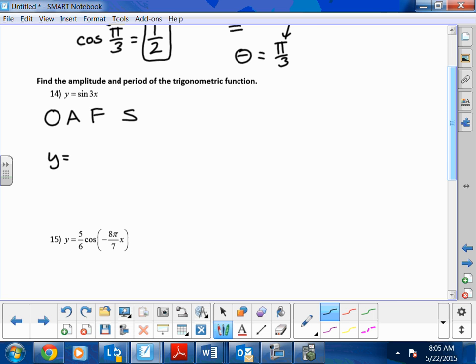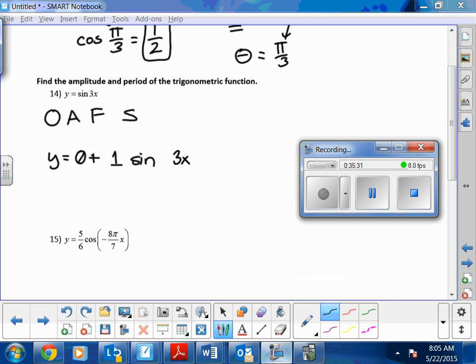Right now there is no O. O is 0, plus amplitude of 1. This is sine 3x. So frequency is going to be 3, but remember frequency, when you have sine, the period is equal to 2 pi divided by f. And let me go ahead and actually write it down a little bit nicer.